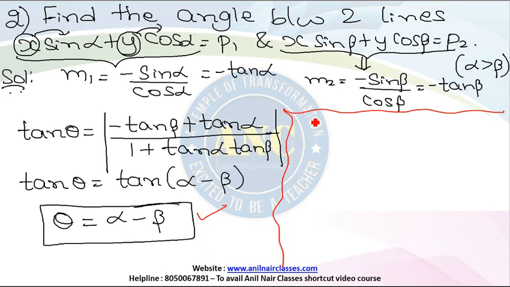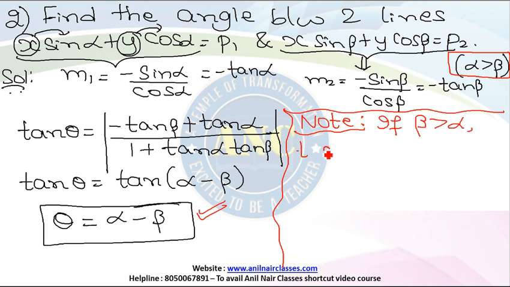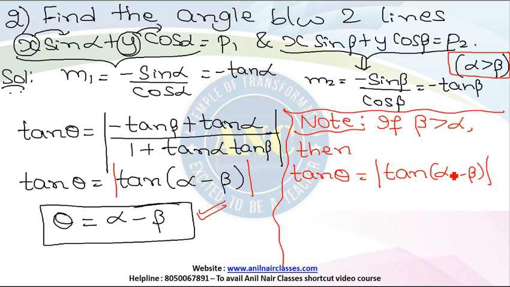Answer anyway for this given question is alpha minus beta. I am taking a slightly different question. Instead of giving the question as alpha greater than beta, if beta is given as greater than alpha, then tan theta is nothing but modulus of tan of alpha minus beta, but beta is greater than alpha in this condition. So if beta is greater than alpha, it is minus tan of beta minus alpha.